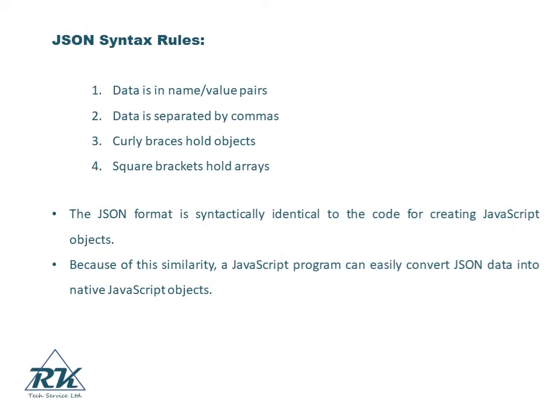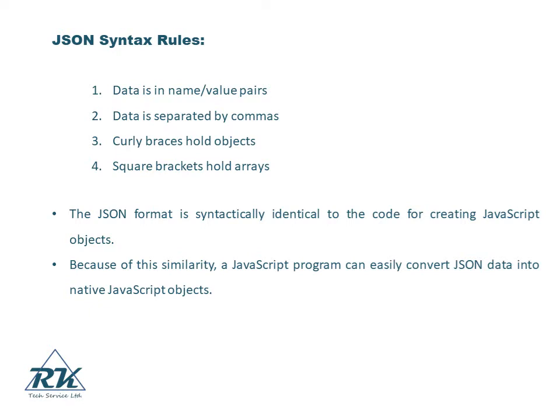JSON syntax rules. Number 1. Data is in name and value pairs. Number 2. Data is separated by commas. Number 3. Curly braces hold objects. And number 4. Square brackets hold arrays.